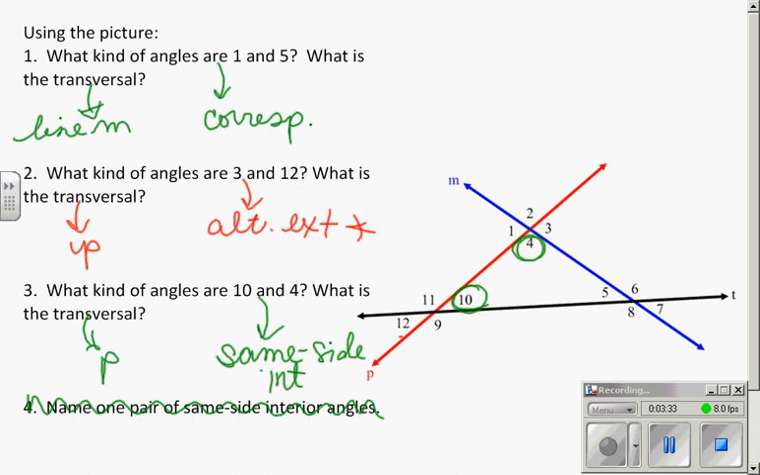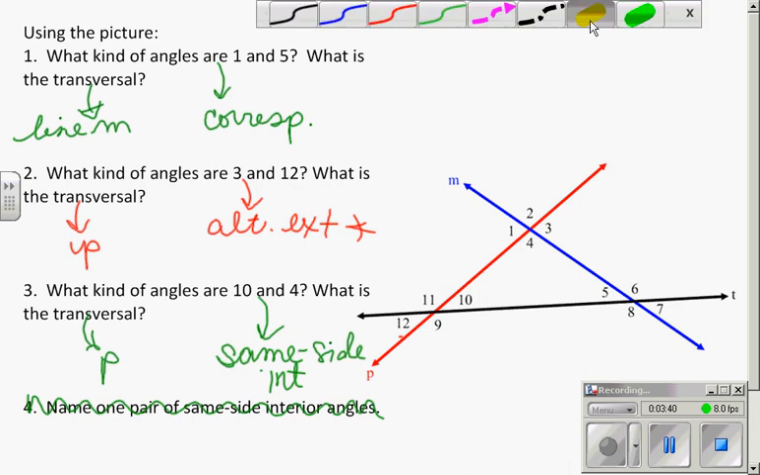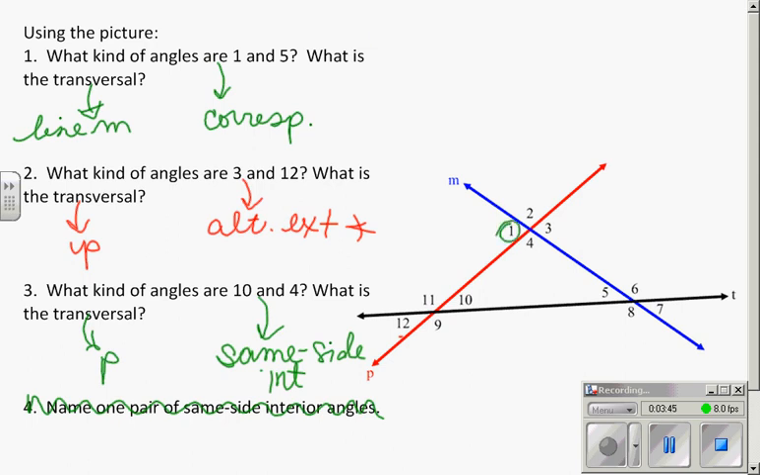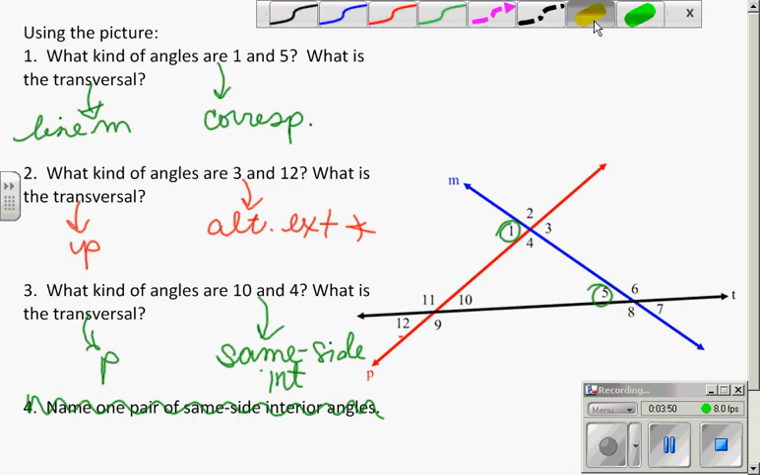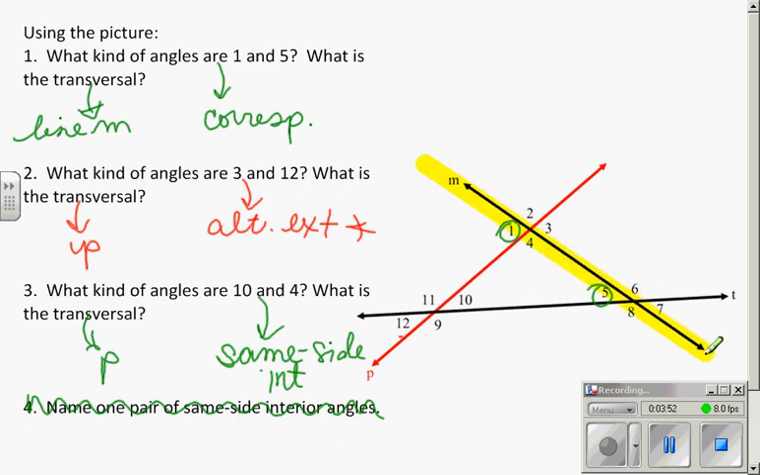Now, some examples. What kind of angles are 1 and 5, and what is the transversal? It actually works better to look at the transversal first. If I look at where 1 and 5 are, I can see that the line M is the transversal, and in relation to line M and line P and T, these two are corresponding angles. They sit in the similar position relative to those markers.